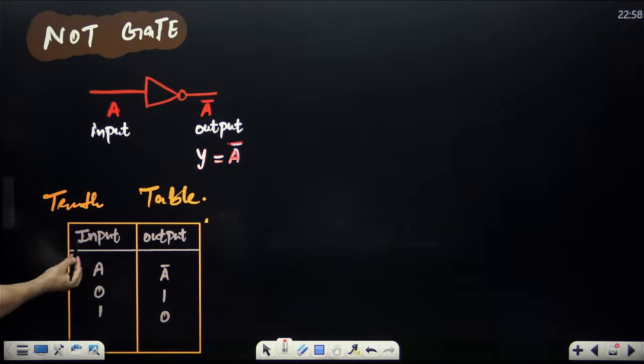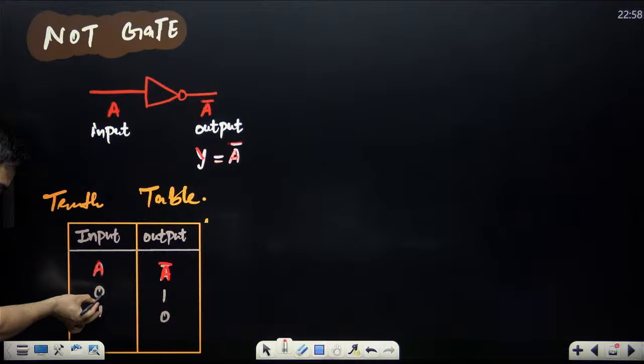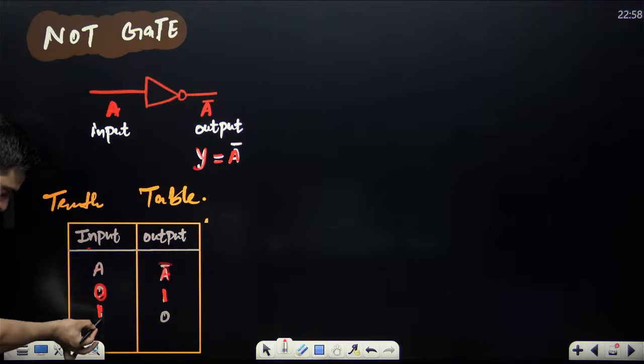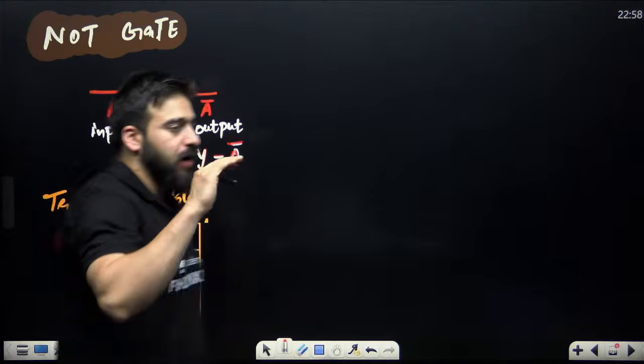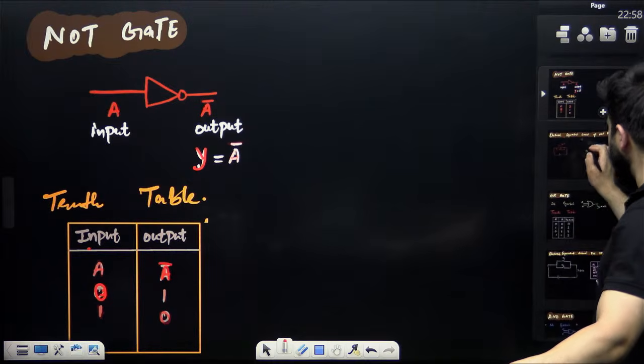Truth table. A truth table is the relation between input and output. Let's suppose if you give the input as A, it will give you the output as A bar. If you give the input as 0, it will give you the output as 1. If you give the input as 1, it will give you the output as 0, because 1 bar is 0. Inverse of 1 is 0. Okay?